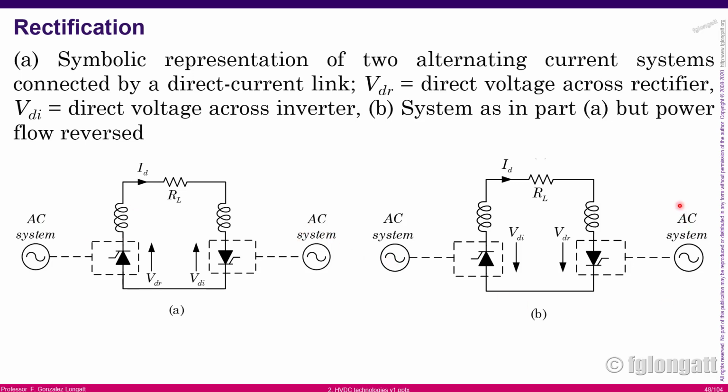But what happens if we want to send power the other way? I mean, from this system on the right to the left. Well, right now this one should be the rectifier establishing a voltage over here in this direction, and then this one should be an inverter establishing the voltage in this polarity, and the power will go from this system on the right to the system on the left.